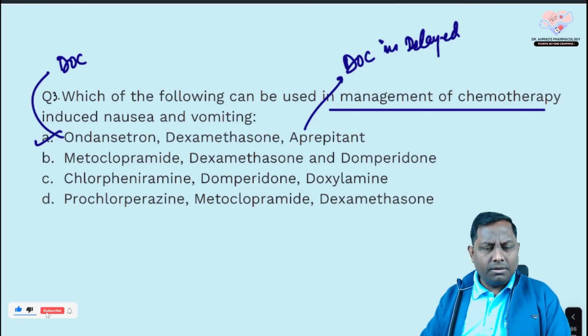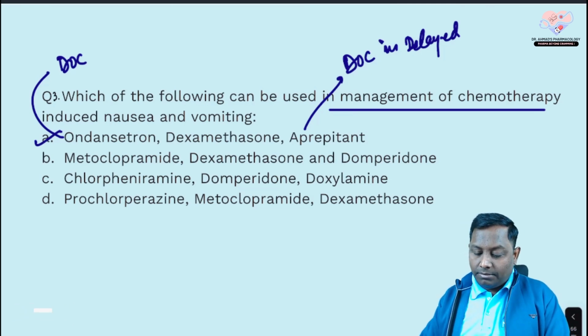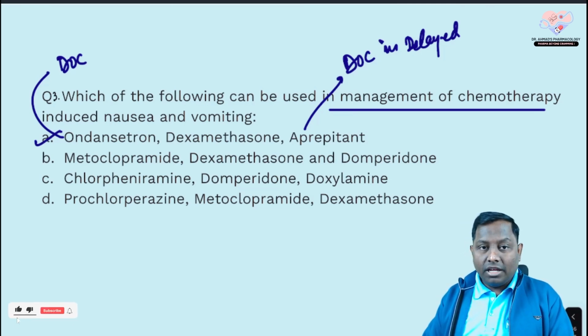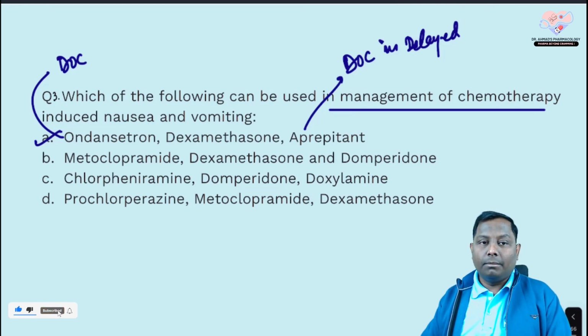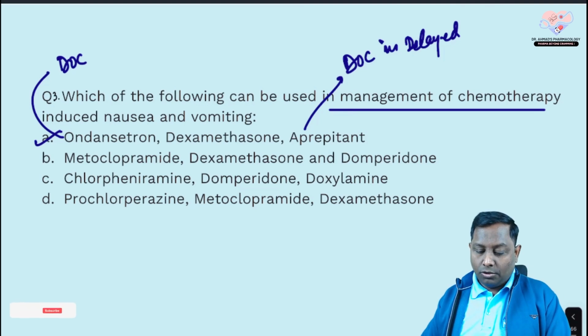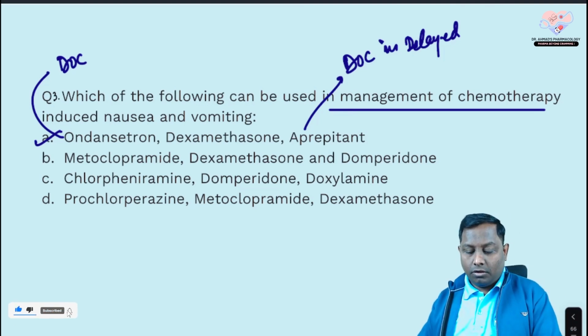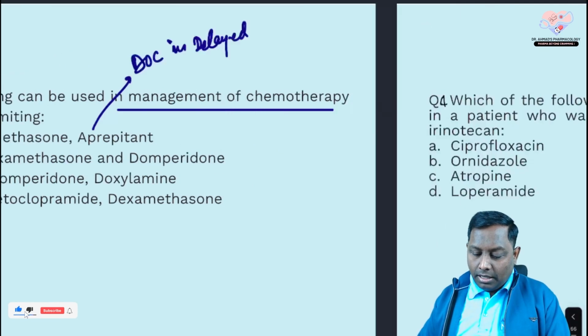Among the other choices, remember, some of them are antihistaminics like chlorpheniramine, some of them are D2 blockers that are not very effective in chemo-induced nausea and vomiting. Same with metoclopramide, which is mainly associated with extrapyramidal symptoms, dystonia as we call it. Among the given choices, the only one having the correct group of drugs that can be utilized in chemo-induced nausea and vomiting is ondansetron, dexamethasone, aprepitant, option A. Let's see the next one.